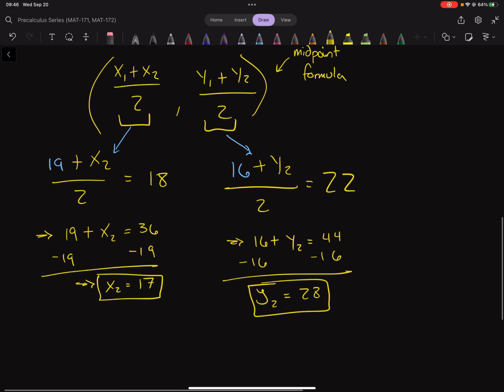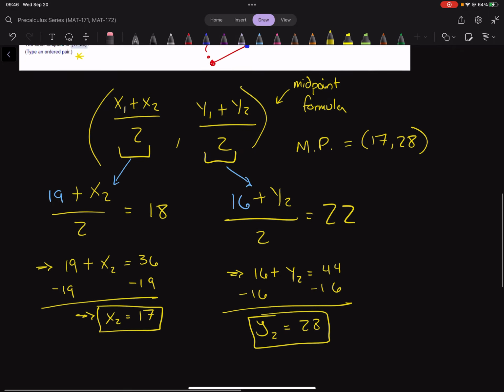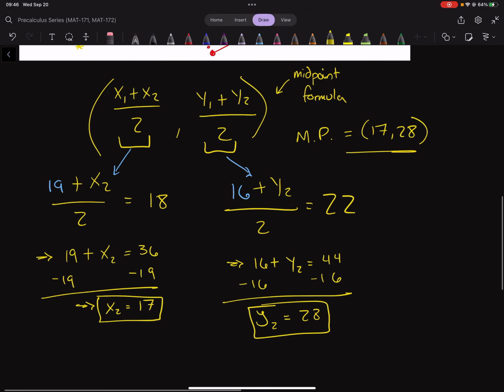So my other endpoint is going to be equal to 17 comma 28, and we can kind of already see that up there for that problem. But I just wanted to address this.